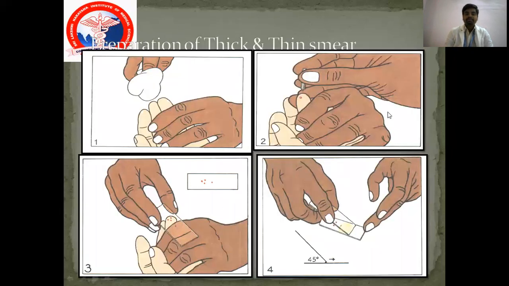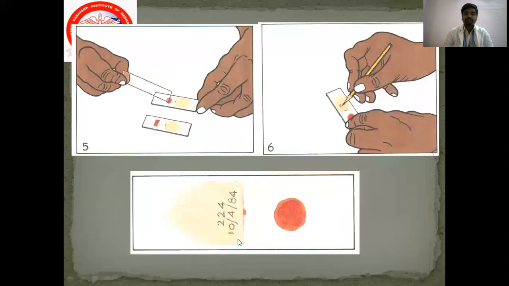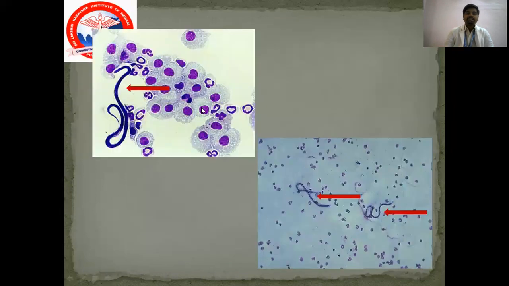So this is the thick and thin smear technique. You can see here. First, we prick the finger after sterilizing the area with acetone. Then we prick it, add the blood to a slide, and make a tongue shaped smear. So this is a thick smear and this is a thin smear. You can see this is a microfilaria. This is epithelial cells. This is pus cells. So these are the microfilariae.